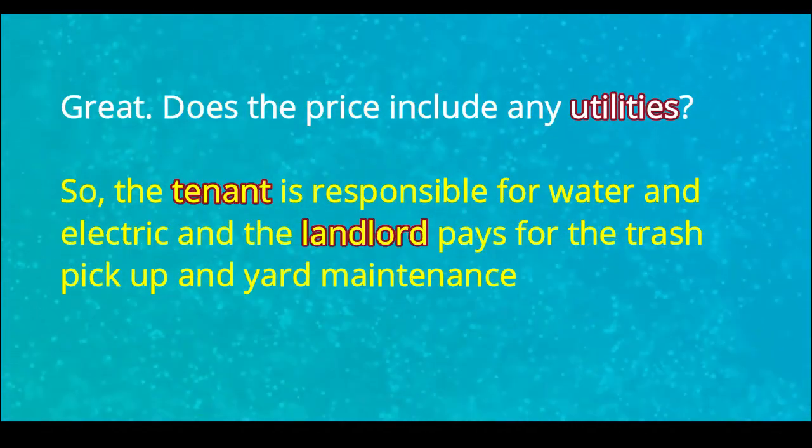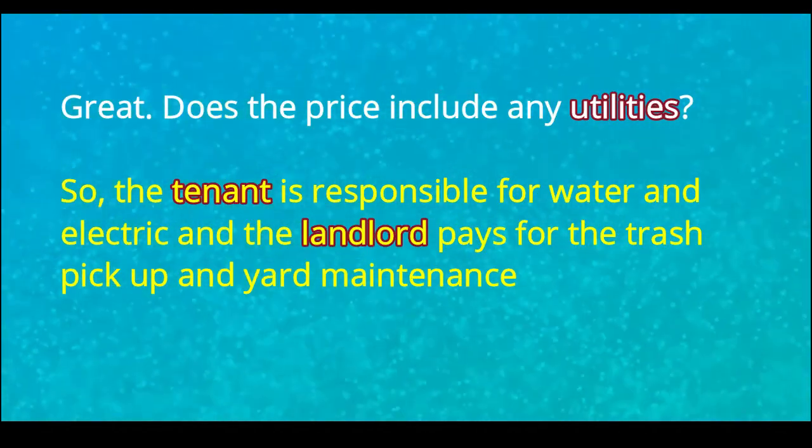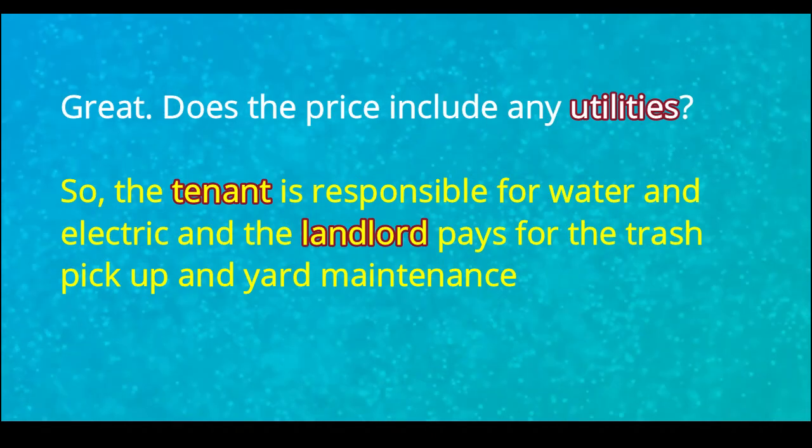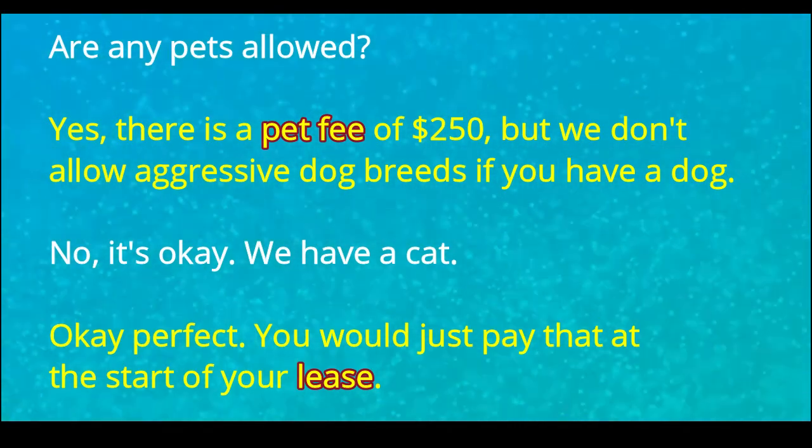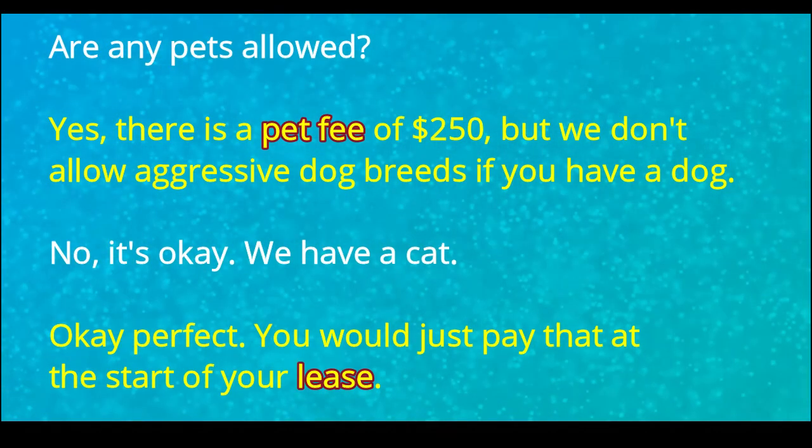Great. Does the price include any utilities? So the tenant is responsible for water and electric, and the landlord pays for the trash pickup and yard maintenance. Are any pets allowed? Yes, there is a pet fee of $250, but we don't allow aggressive dog breeds if you have a dog. No, it's okay. We have a cat. Okay, perfect. You would just pay that at the start of your lease.